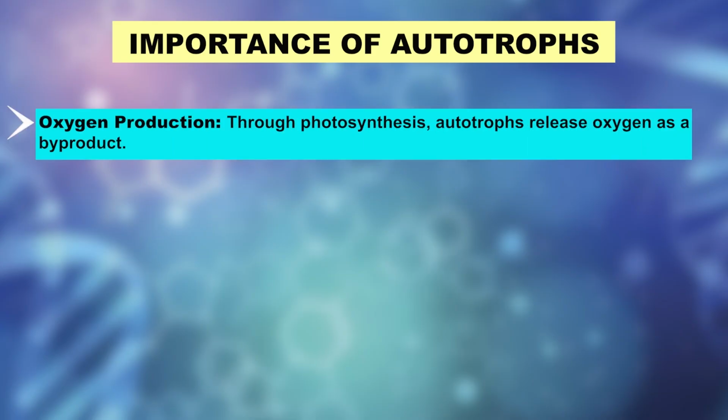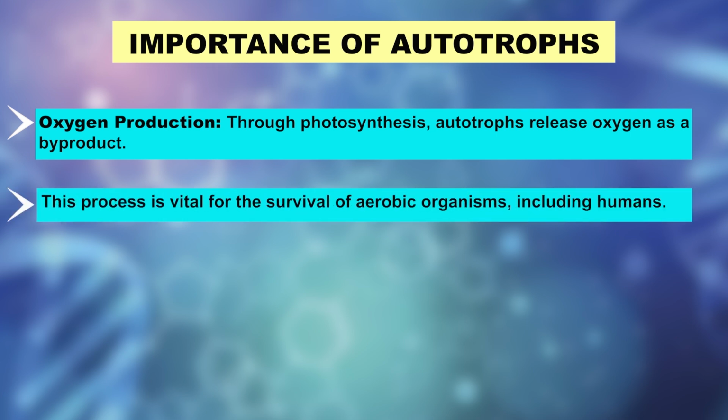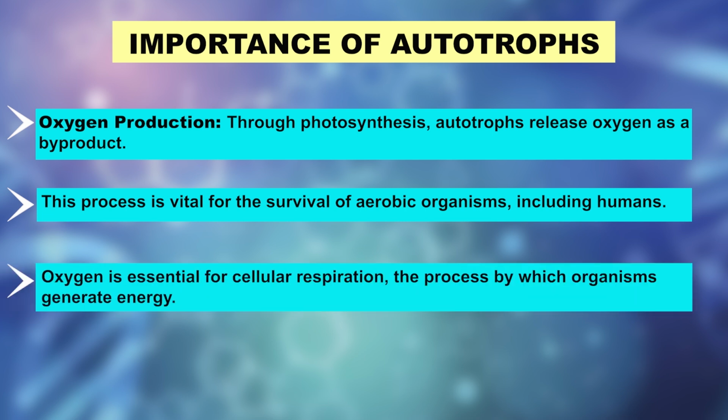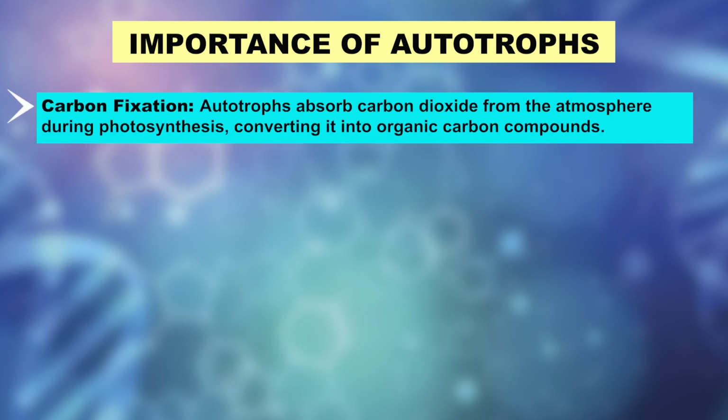The next importance is oxygen production. Through photosynthesis, autotrophs release oxygen as a byproduct. This process is vital for the survival of aerobic organisms including human beings. Oxygen is essential for cellular respiration, the process by which organisms generate energy. The next importance is carbon fixation.